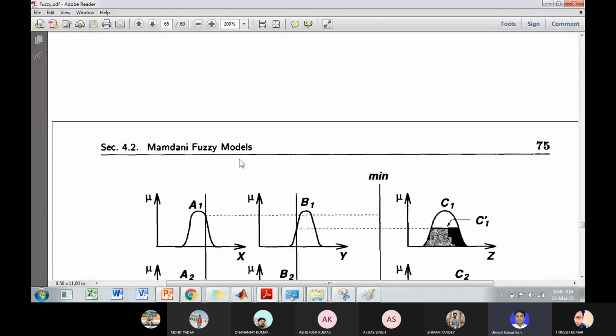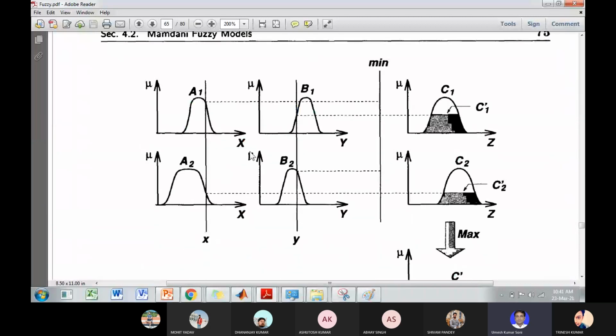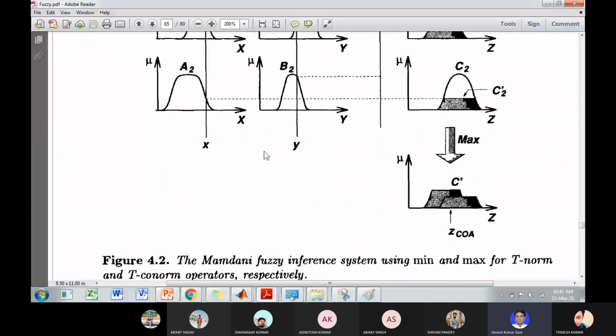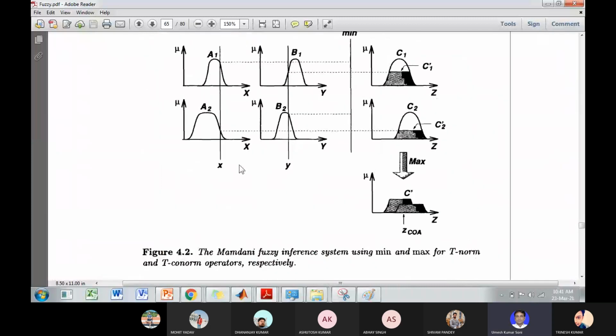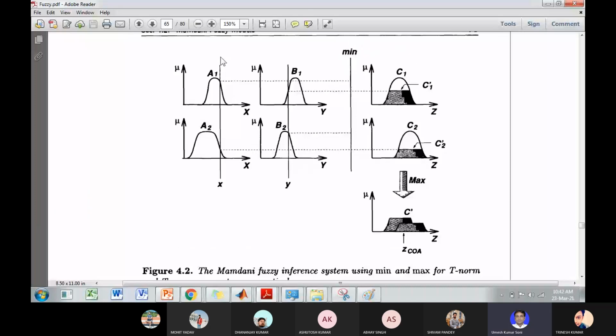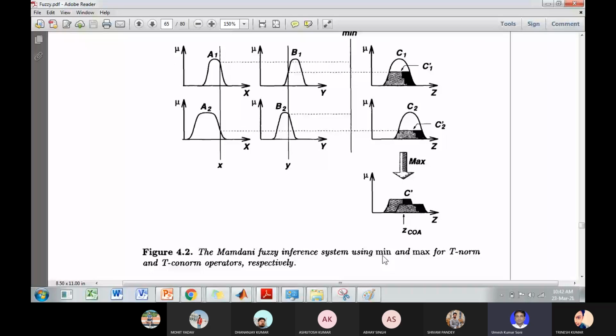So here you see the Mamdani fuzzy inference system. In the Mamdani fuzzy inference system, the output is graphically represented, while in the Sugeno fuzzy inference system, the output is mathematically represented. Okay, so here you see that minimum is used for T-norm, that is the AND operator, and maximum is used for the OR operator.